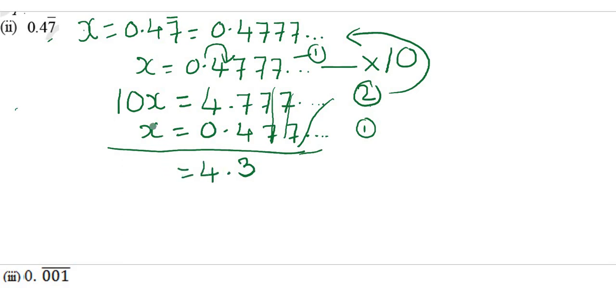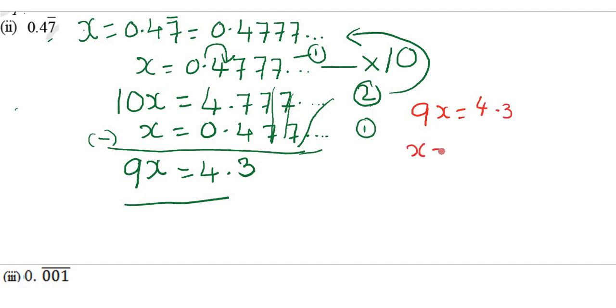What about the left side, children? In 10x, 1x is gone, so how much is left over? Yes, that is 9x. Now what to do? We need to transpose 9 to the RHS. So now we have 9x equals 4.3. Then x equals what, children? Yes, it becomes 4.3 by 9.